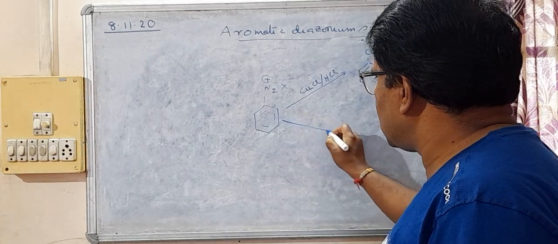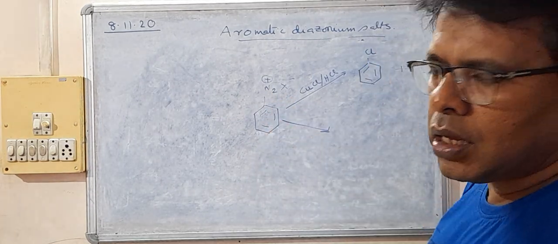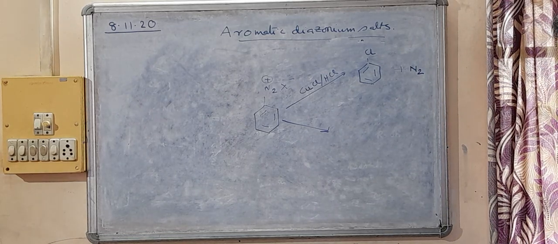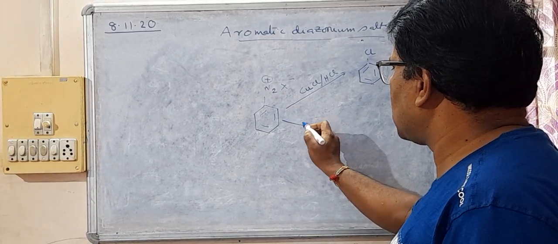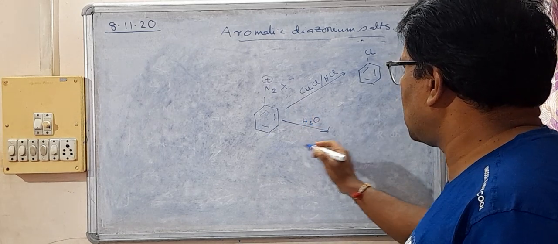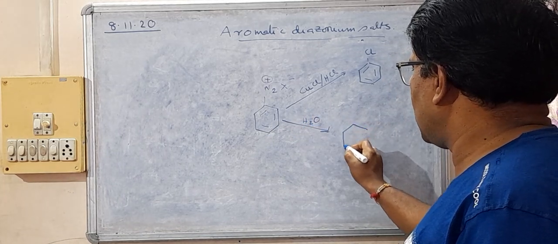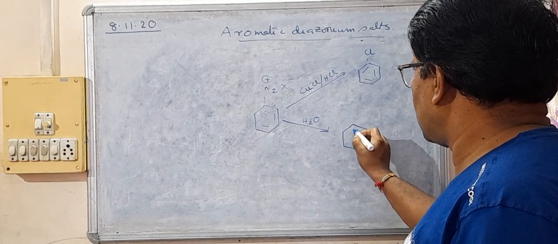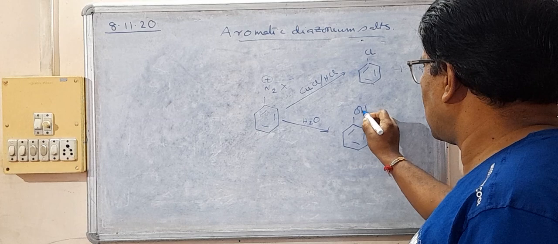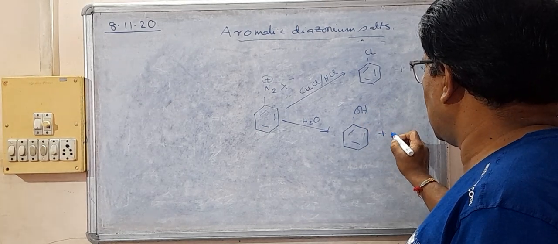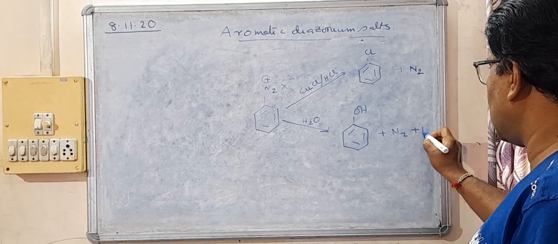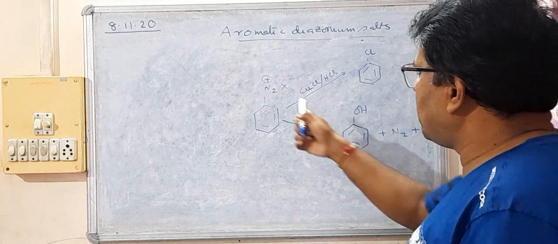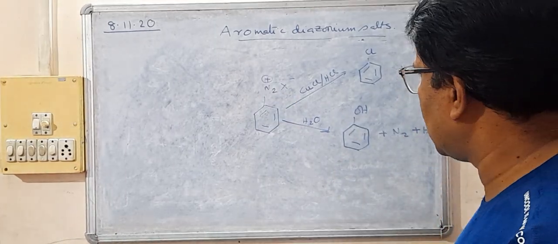Suppose you want to replace this group by an OH group. Then you just have to warm with water. If you warm with water, then this becomes phenol plus N2 plus HX. So replacement by OH has been shown.